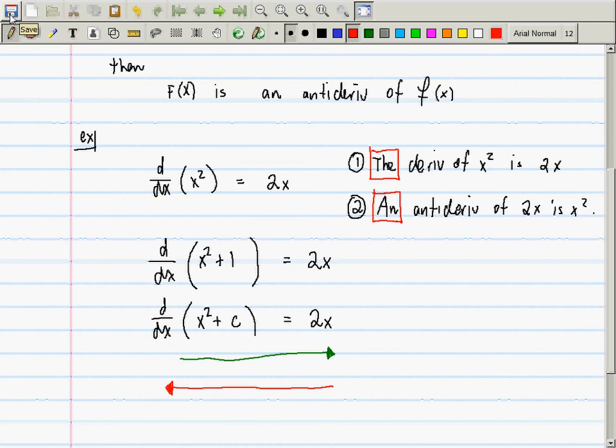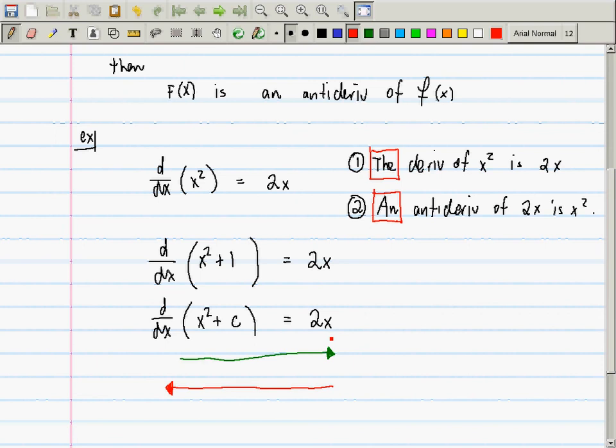Okay, and that is why linguistically the choice for the word is antiderivative, because we've been doing things from the derivative point of view, and now we're going to do things from the antiderivative point of view. Okay, so then now, how about this? You can see that on this example, x squared plus c, its derivative is 2x for any c.